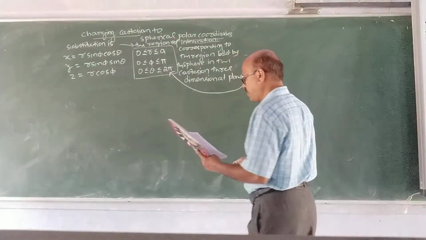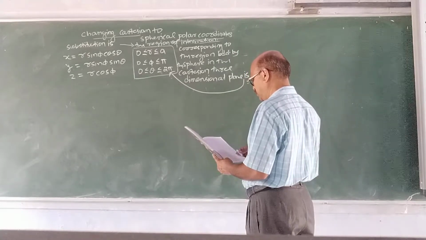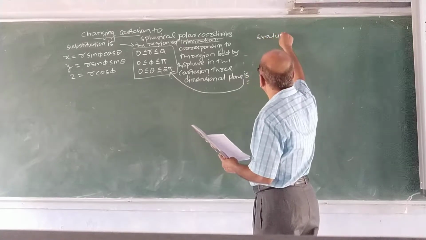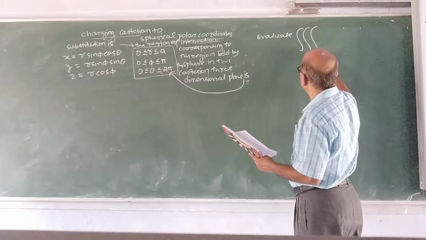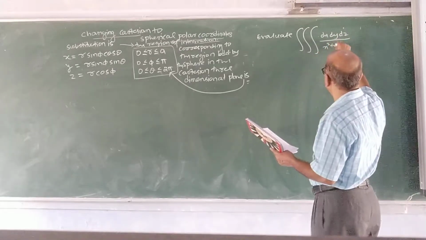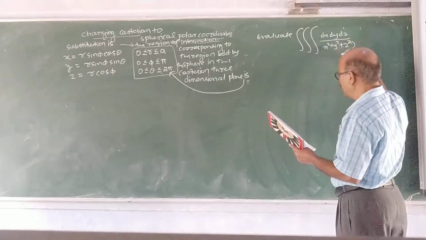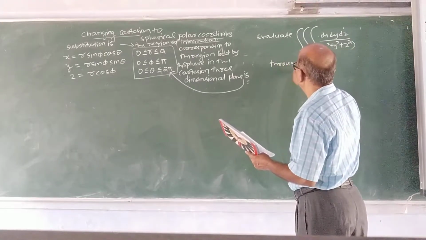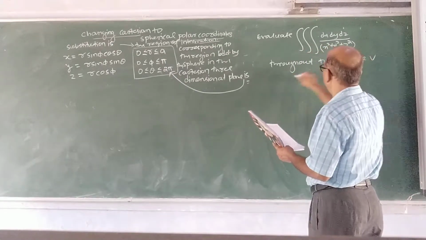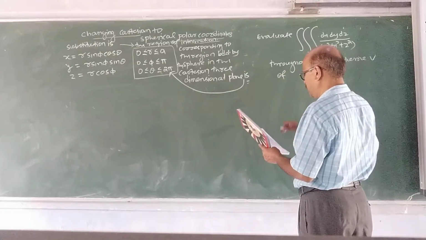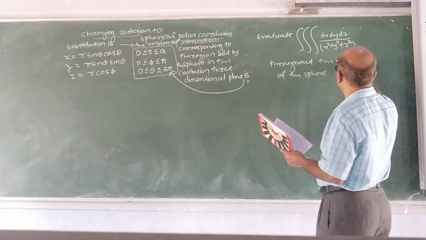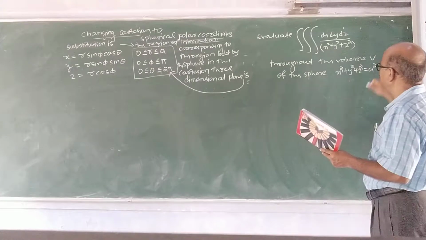Take this example. Evaluate the triple integral of dx dy dz upon x square plus y square plus z square throughout the volume V of the sphere x square plus y square plus z square is equal to a square.